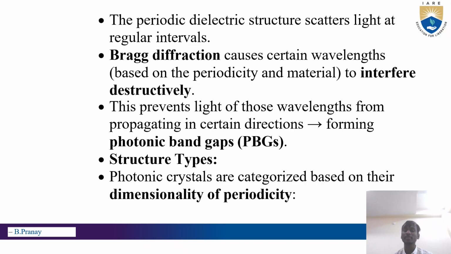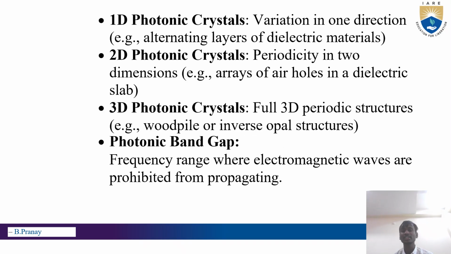Structural types. Photonic crystals are characterized based on their dimensionality of periodicity. 1D photonic crystals, variation in one direction. 2D photonic crystals, periodicity in two dimensions. 3D photonic crystals, full 3D periodic structures.